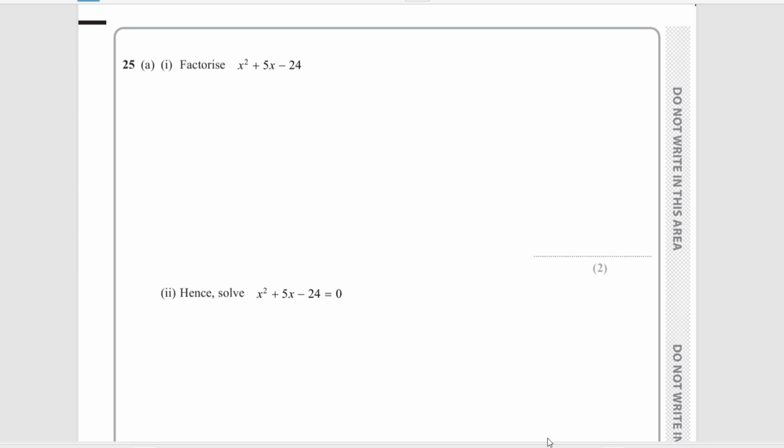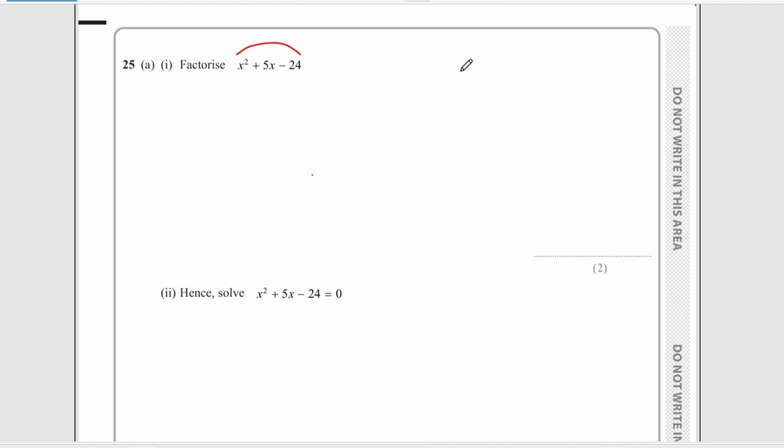We go to, okay, for 25A, we want to factorize. So if you're going to factorize this, you first of all multiply A by C. X squared times negative 24 is negative 24x squared. So you find two factors of negative 24 that will add up to give what you have in the middle.